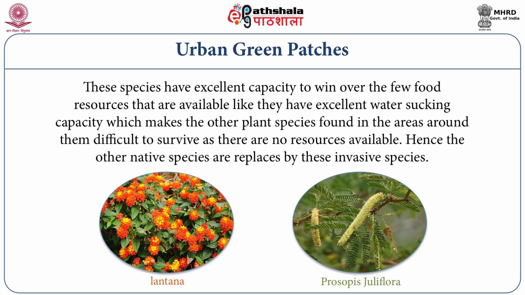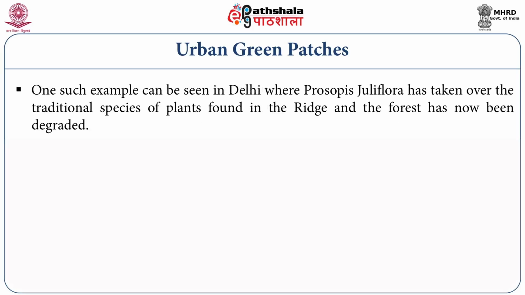These species have excellent capacity to win over the few food resources that are available, like they have excellent water sucking capacity, which makes the other plant species found in the area around them difficult to survive, as there are no resources available to these other plant species. Hence, the other native species are replaced by these invasive species. One such example can be seen in Delhi, where Prosopis juliflora has taken over the traditional species of plant found in the Delhi Ridge forest, and the forest has now been degraded.